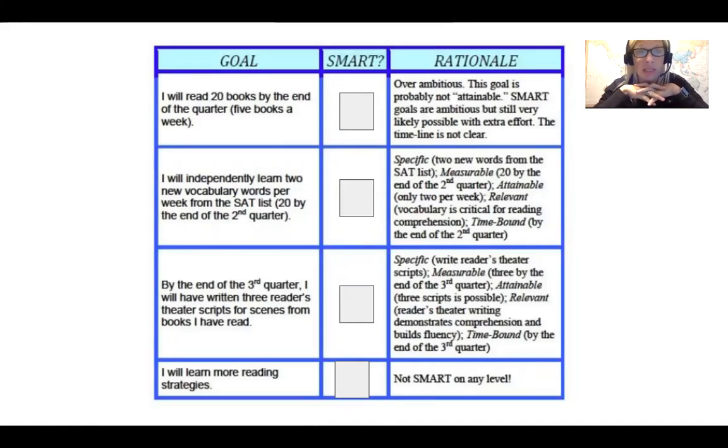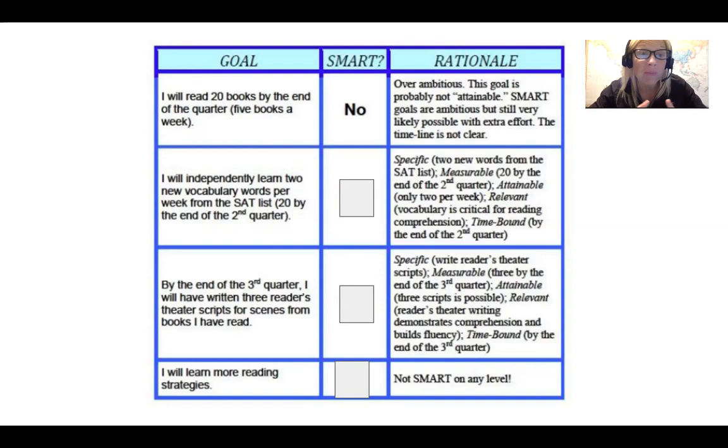So the first one says, I will read 20 books by the end of the quarter, 5 books a week. So is this SMART? Does it follow each of the components? No, it's not. It's in fact overambitious. It's not something that is attainable by the child who actually wrote this goal. So it can be super ambitious, but it needs to be likely possible. And there also needs to be a timeline set.